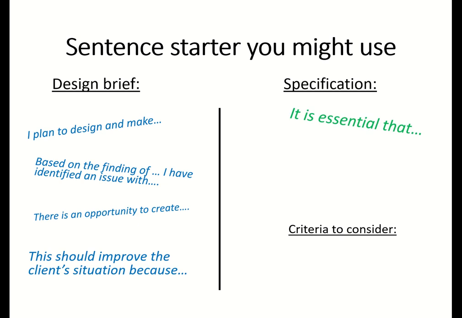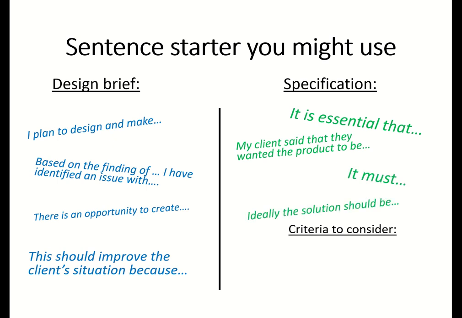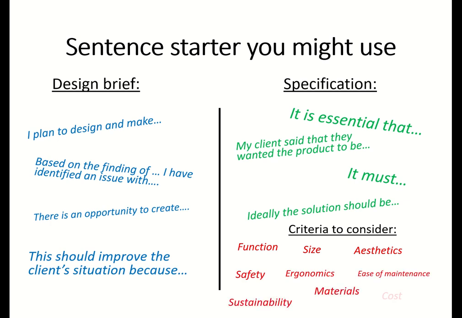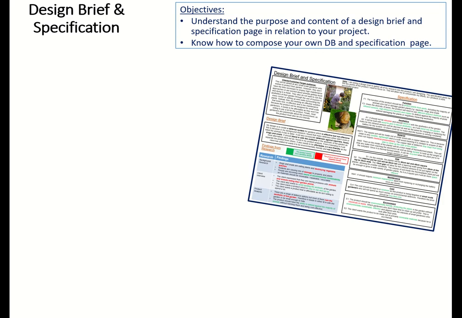For the specification, I'd use expressions like this. It's essential that it does what? My client said that they wanted the product to be blah, blah, blah. It must, or ideally the solution should be, yeah? And then you can list off these really specific criteria. Don't forget to consider things like function, size, aesthetics, safety, ergonomics, ease of maintenance, sustainability, materials, cost, and weight. You don't have to use all of those, but at least the majority I would suggest.